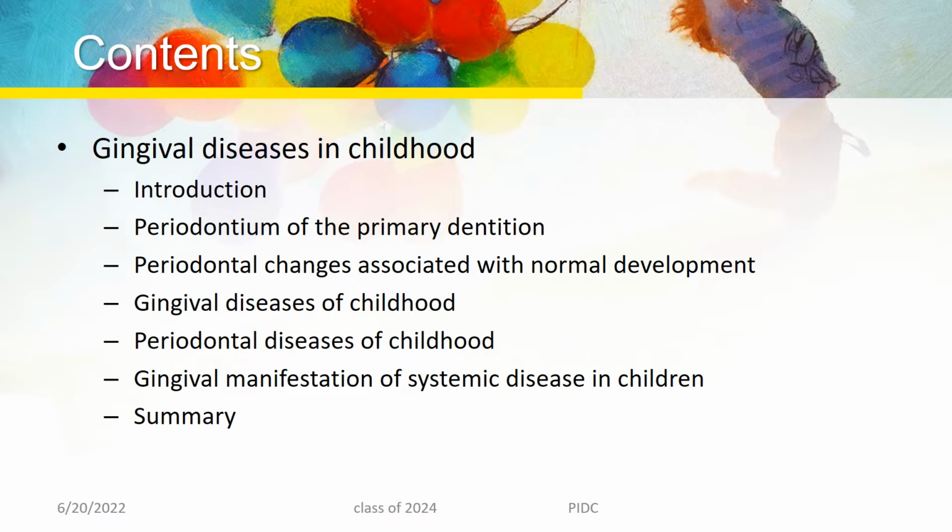So the contents of this particular lecture would include gingival diseases in childhood, which will include introduction, periodontium of the primary dentition, periodontal changes associated with normal development, gingival diseases of childhood, periodontal diseases of childhood, gingival manifestation of systemic diseases in children, and then we'll finish it with a summary.